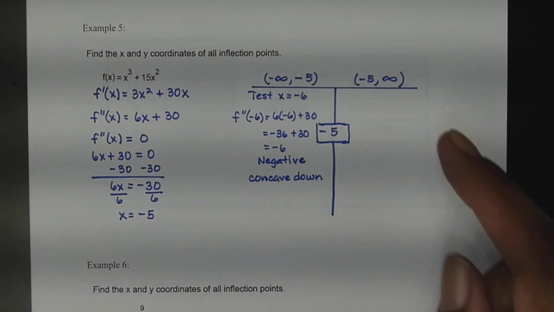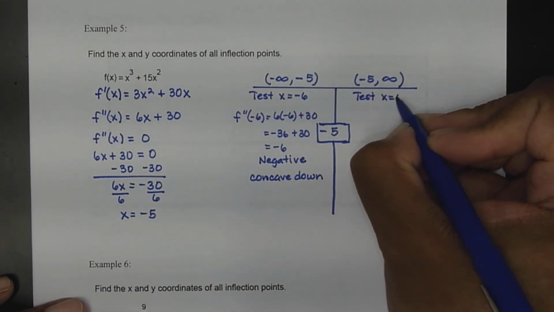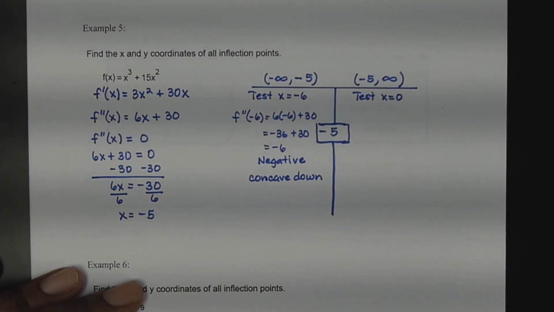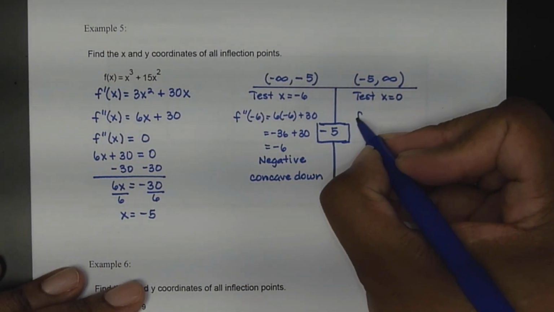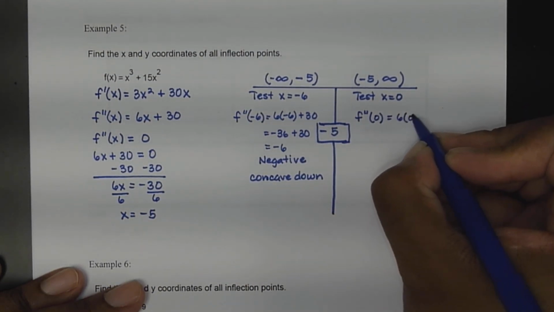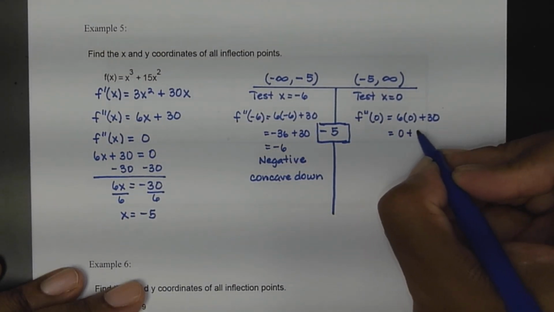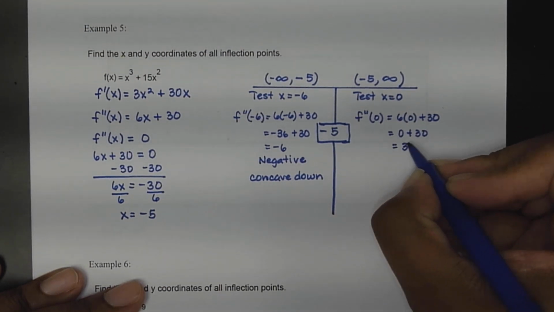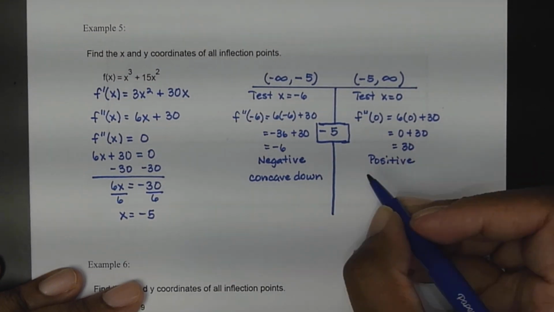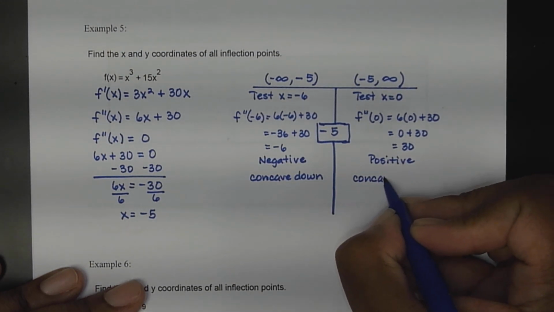And then from negative 5 to infinity, let's test x equals 0, and replace that 0 for x in the second derivative function. So f double prime of 0 will be 6 times 0 plus 30. 6 times 0 is 0, plus 30 is 30, and it is positive. That means from negative 5 to infinity, the graph of that function would be concave up.